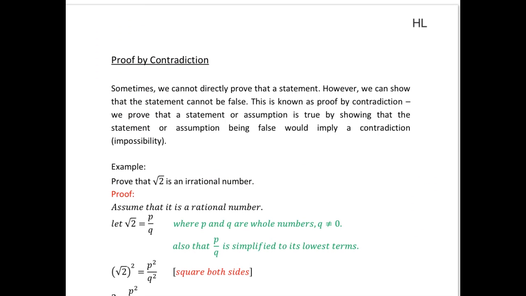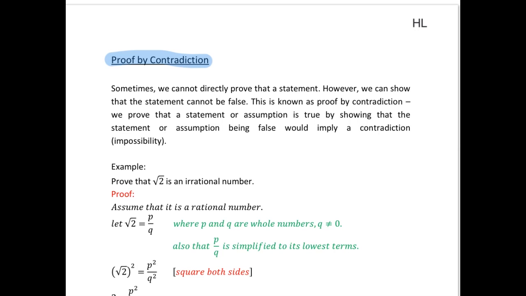At higher level, you will also be asked to study the concept of a proof by contradiction. So first of all, why do we use proof by contradiction? Well, sometimes we cannot directly prove that a statement is true. However, we can show that the statement cannot be false. This is known as proof by contradiction. We prove that a statement or assumption is true by showing that the statement or the assumption being false would imply a contradiction or an impossibility.